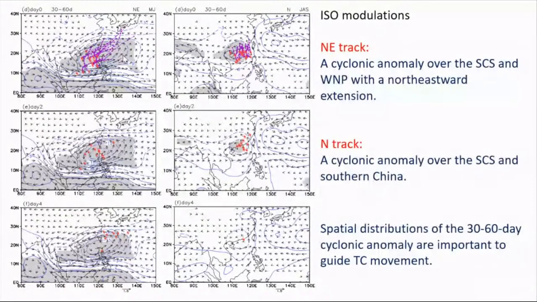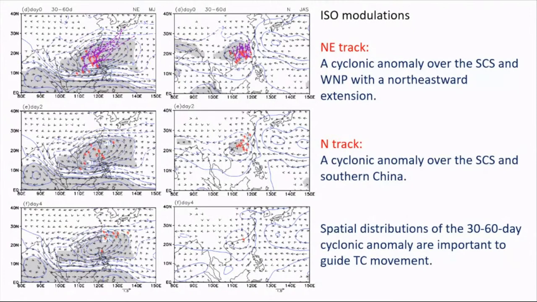And then for the other track types, northeastward and northward, we can see a different pattern of the ISO anomaly. So for the northeastward track type, we can see a cyclonic anomaly here over the South China Sea and the Western North Pacific. And this anomaly has a northeastward extension. So this TC is formed over the South China Sea, and after formation, they move northeastward along this extended ISO anomaly to take a northeastward track.